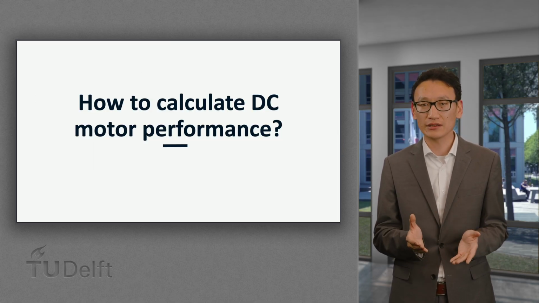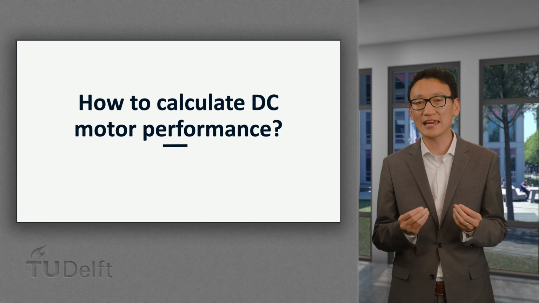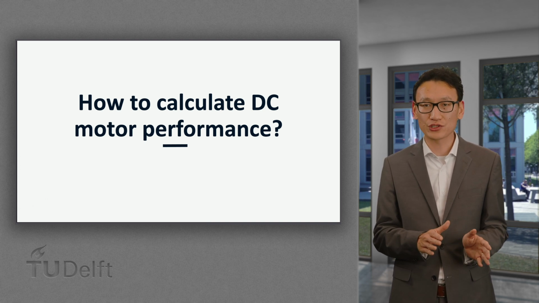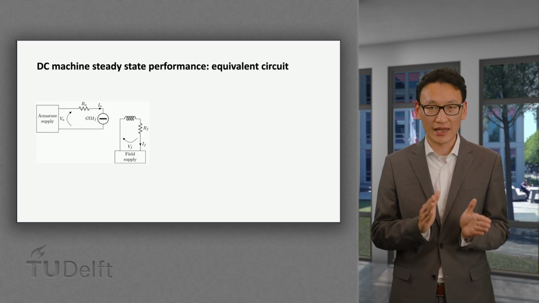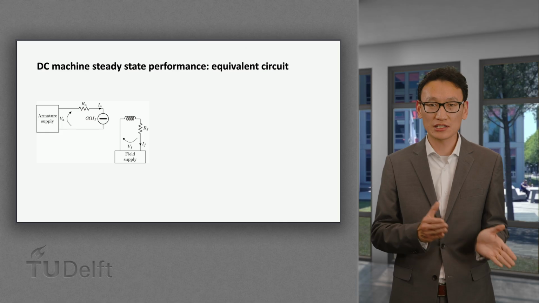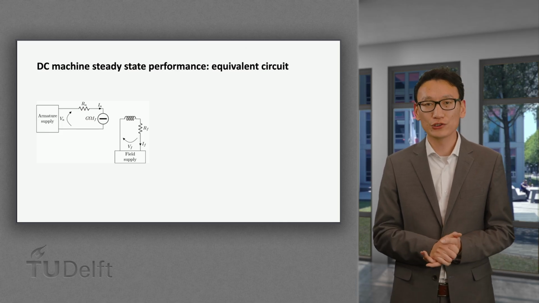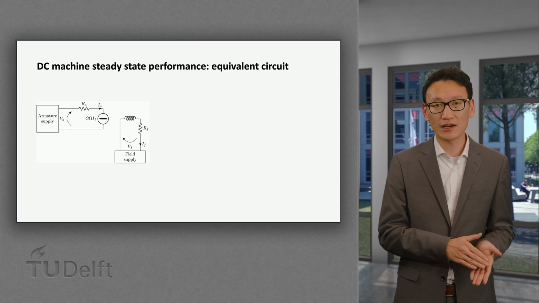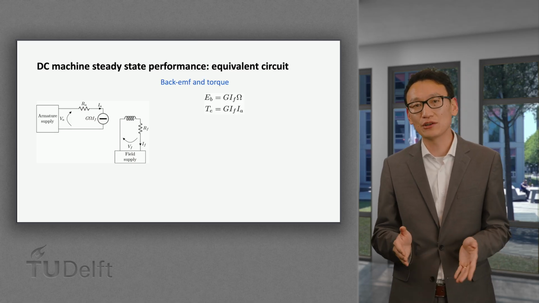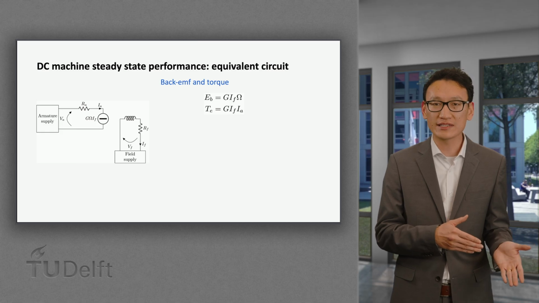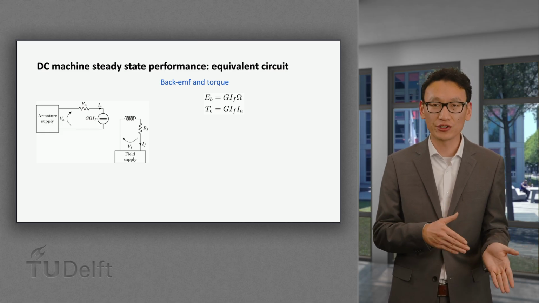The next question is how to calculate the steady-state performance of a DC motor. The answer is to use the equivalent circuit of the DC motor, which is shown on the screen. It consists of two subcircuits, the armature circuit on the left and the field circuit on the right. From the last slide, we already know the equations of the back EMF and the torque, which are functions of armature current and field current.